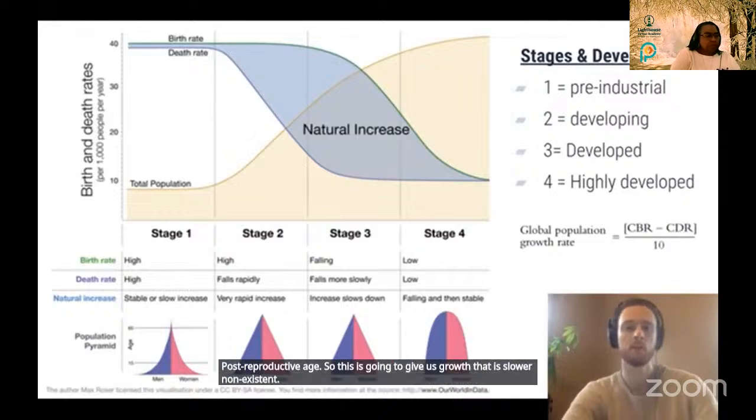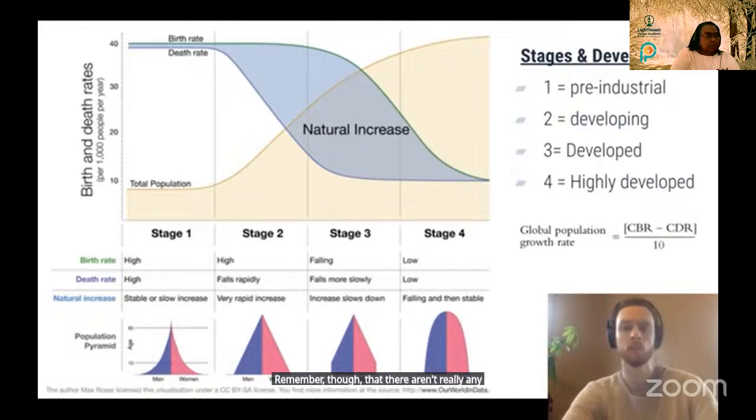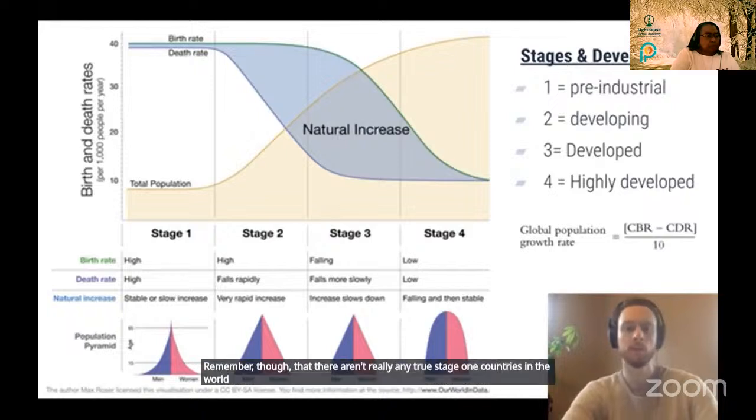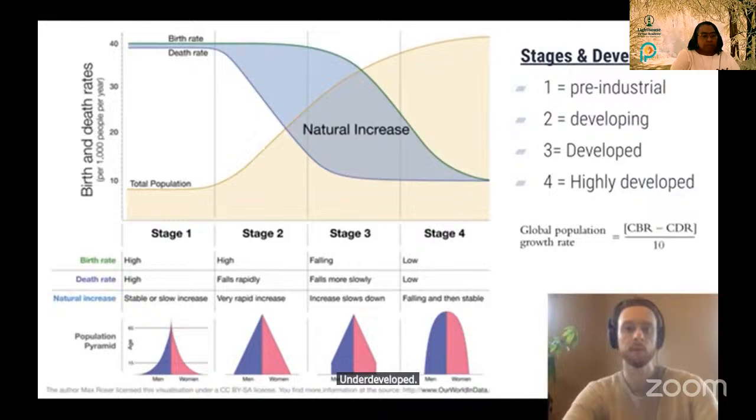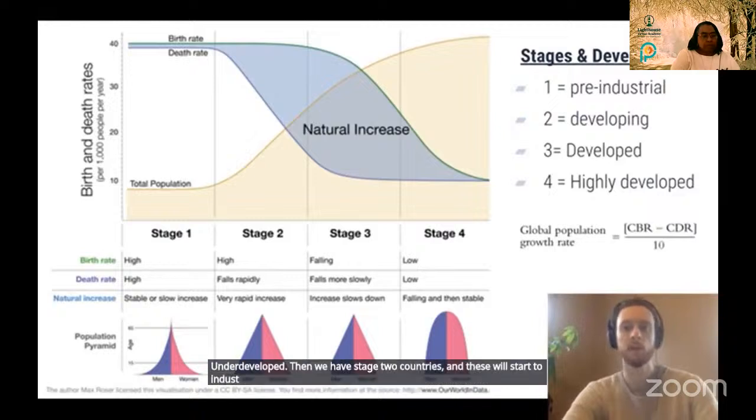Remember, though, that there aren't really any true stage 1 countries in the world, so even the very poorest nations on Earth have infant mortality rates and death rates that are lower than their crude birth rates. So we don't see populations that are this underdeveloped. Then we have stage 2 countries, and these will start to industrialize, which brings clean water, stable food supply, and healthcare to much of the country.